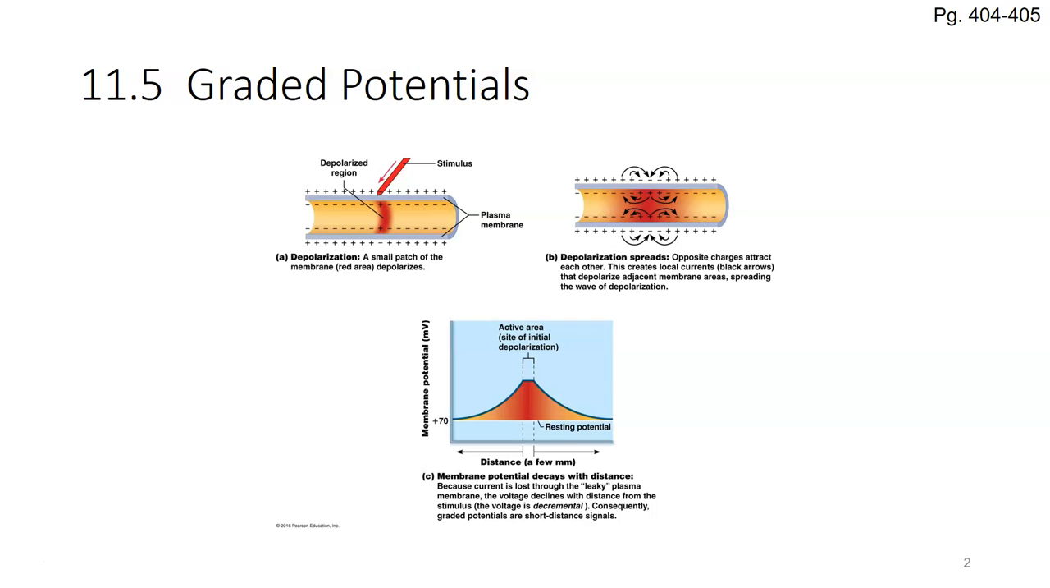Once a gated ion channel opens, depolarization spreads from one area of the membrane to the next. The current will flow, but will dissipate quickly and decay. Graded potentials are signals only used over short distances.